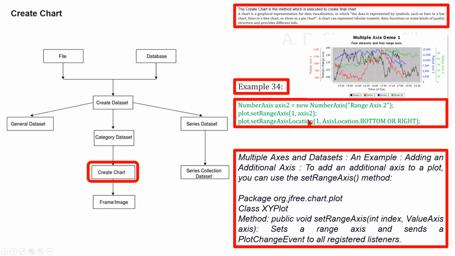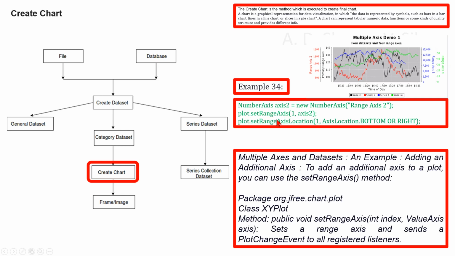To add an additional axis to the plot, you can use the setRangeAxis method. The setRangeAxis method is used to add the axis to the plot. Note that an index of 1 has been used. You can add as many additional axes as you require by incrementing the index each time you add a new axis.